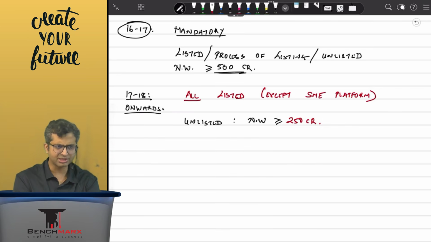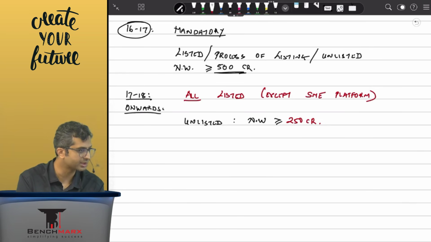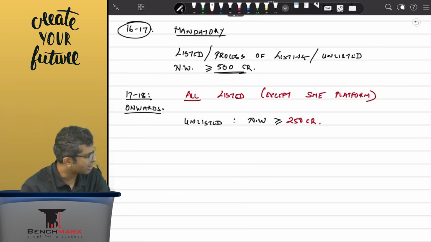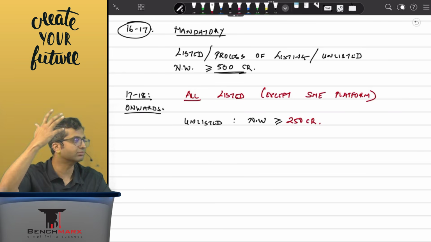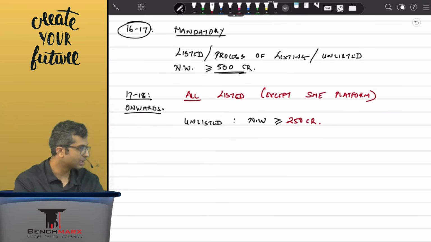Can there be unlisted companies? अच्छा, आपको क्या लग रहा है? Which are more? Are listed companies more or unlisted companies? Unlisted. There are hardly 10,000 listed companies and there are millions of unlisted companies. So that ways, if I'm an unlisted company like Parle, for example, Parle is so big, unlisted, but Parle has a net worth of greater than 250 crores.